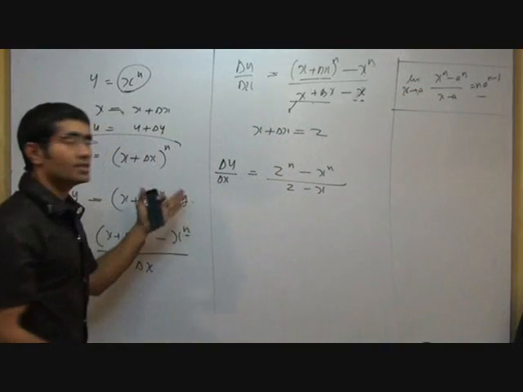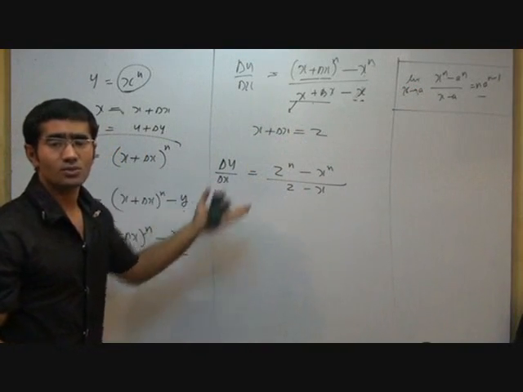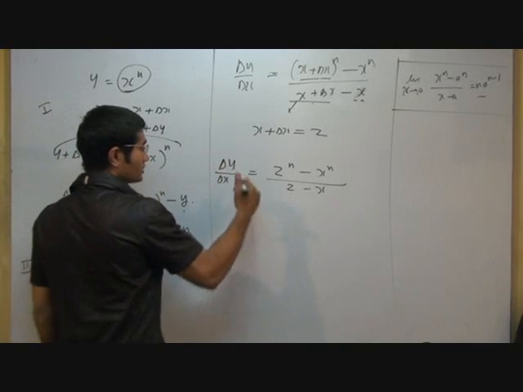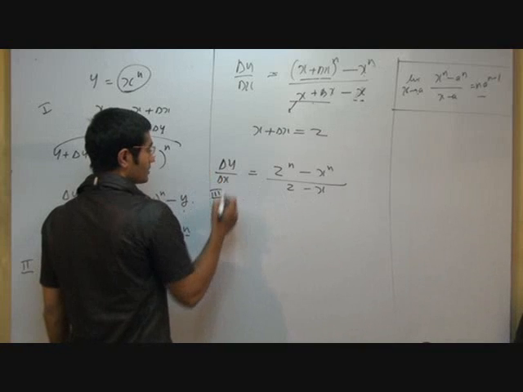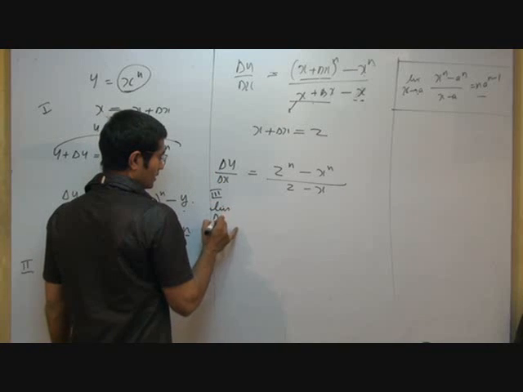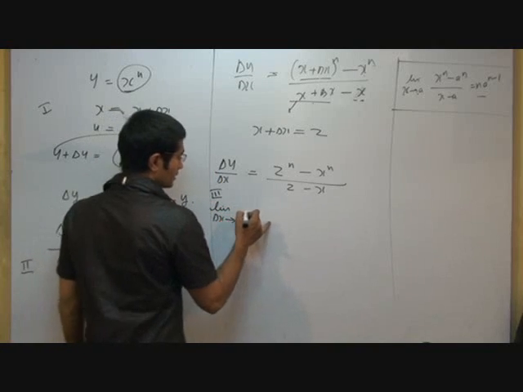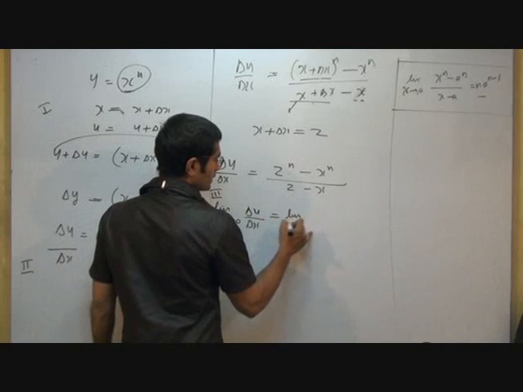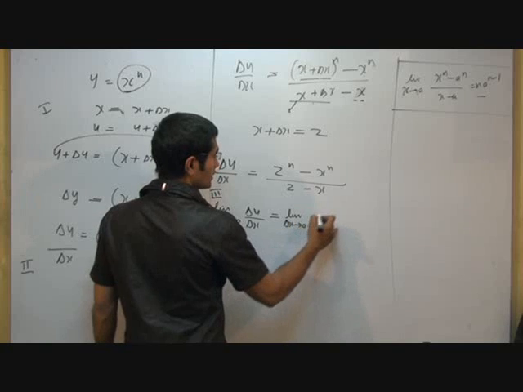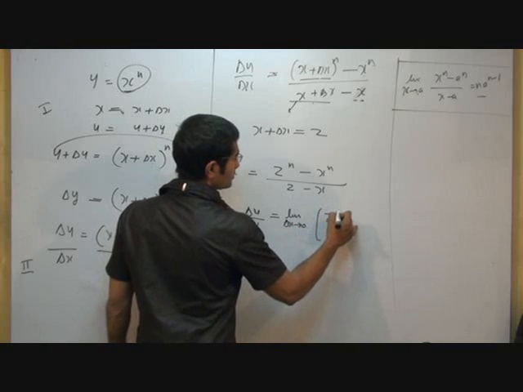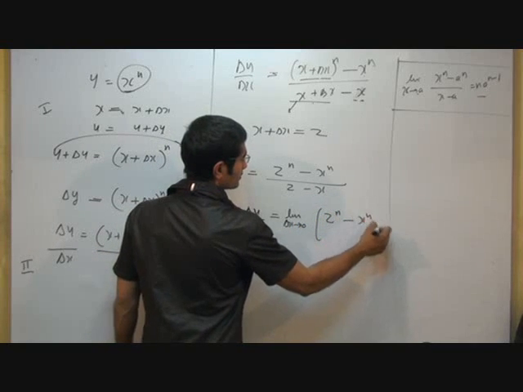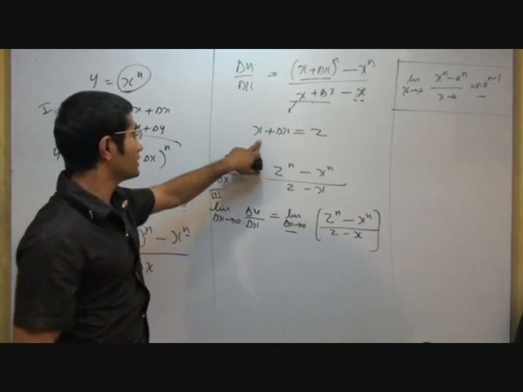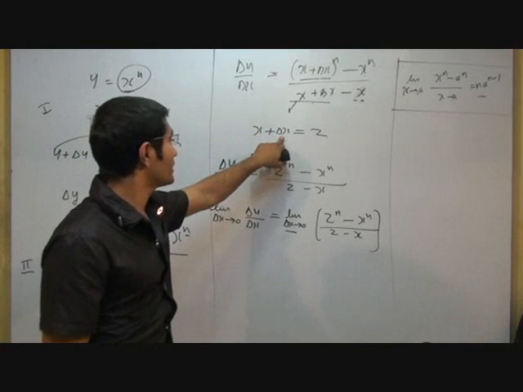But what is the limit I generally use? I use delta x tends to 0. How will I get that x tends to a? Well, let's see. Now, the third stage says what? Now apply the limits. Limit of delta x tends to 0, delta y by delta x is equal to limit of delta x tends to 0 only, and here it is z to the power n minus x power n by z minus x.